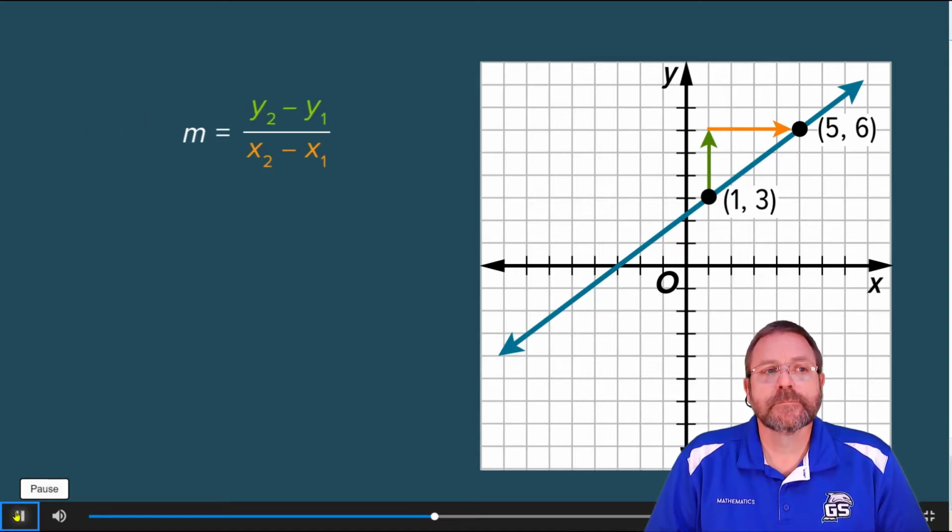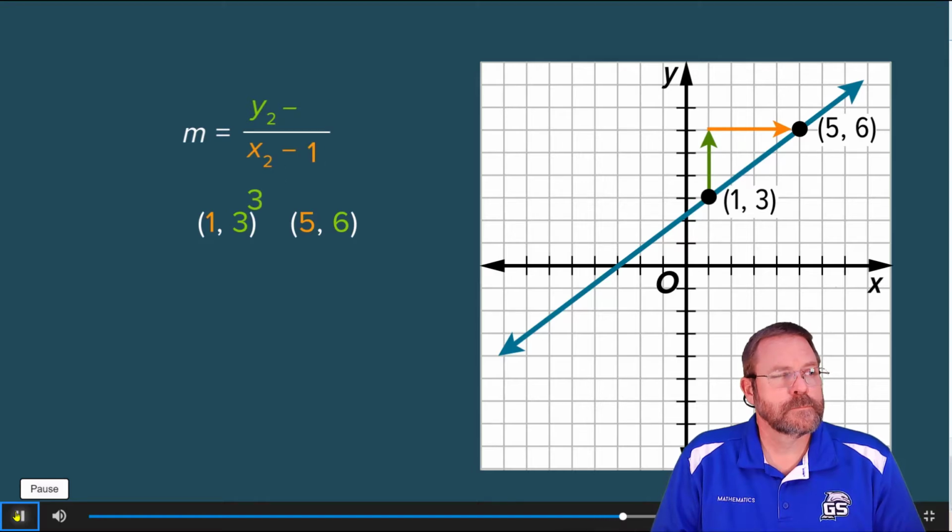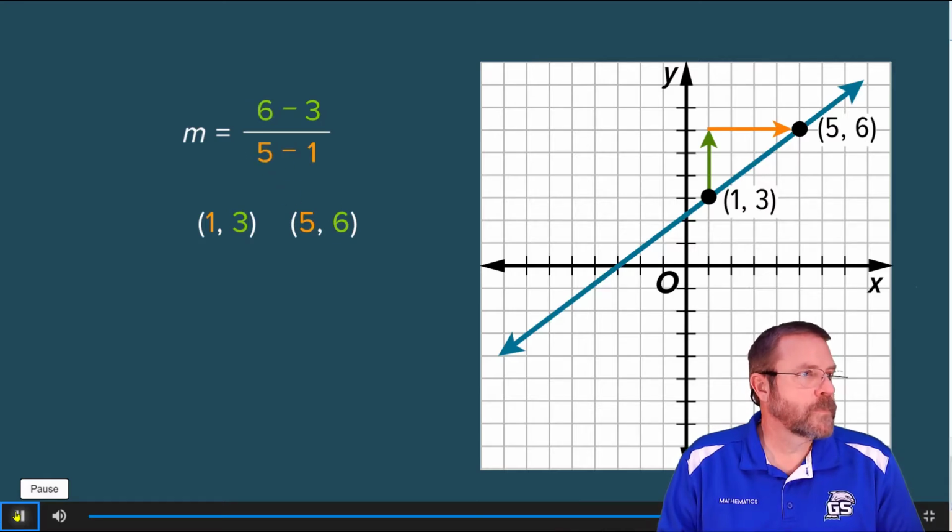So the slope formula is the ratio of the difference in the y coordinates to the corresponding difference in the x coordinates. Substitute the x and y values from both points in the slope formula. Use coordinates 1, 3 for x sub 1 and y sub 1, and use coordinates 5, 6 for x sub 2 and y sub 2.